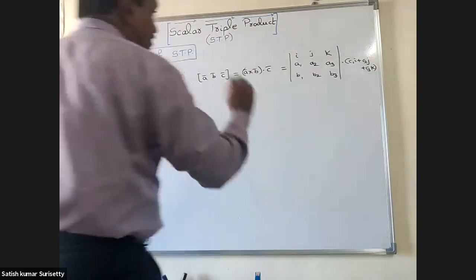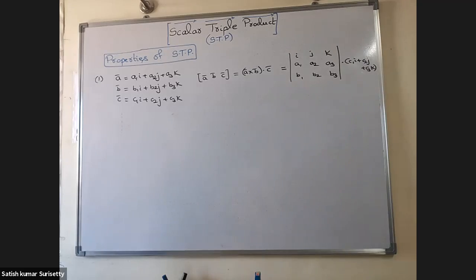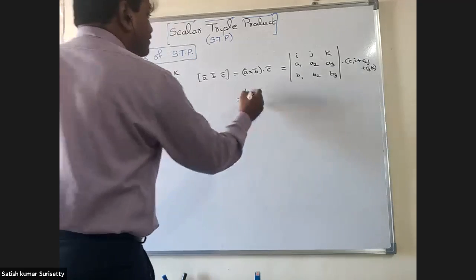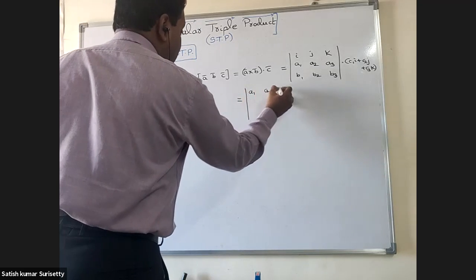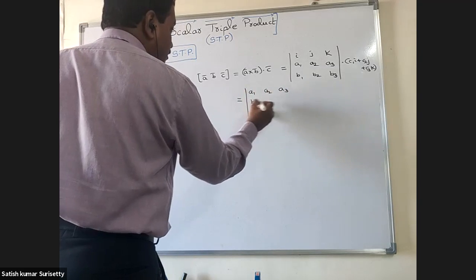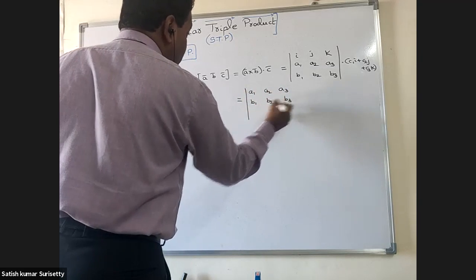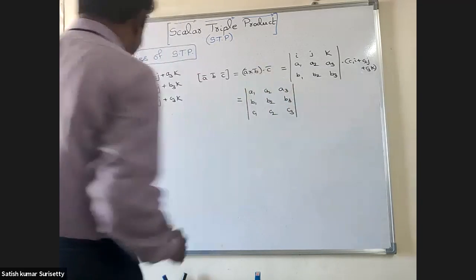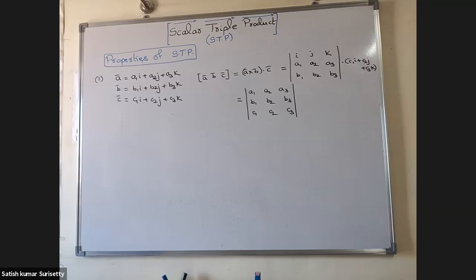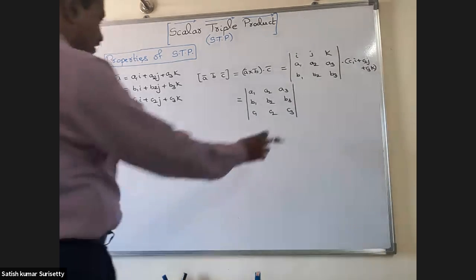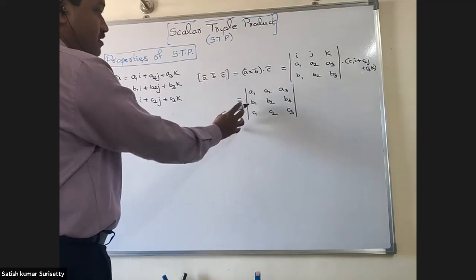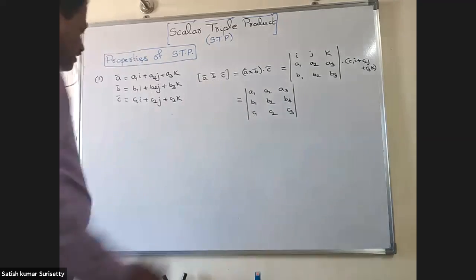Now, if we expand and simplify, this can be rewritten as determinant of A1, A2, A3, B1, B2, B3, C1, C2, C3. That is, first vector corresponds to the first row, second vector corresponds to second row, and third vector corresponds to the third row.